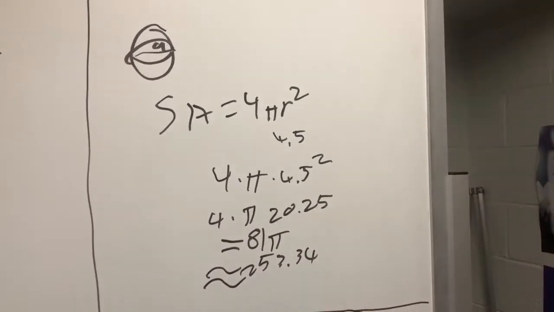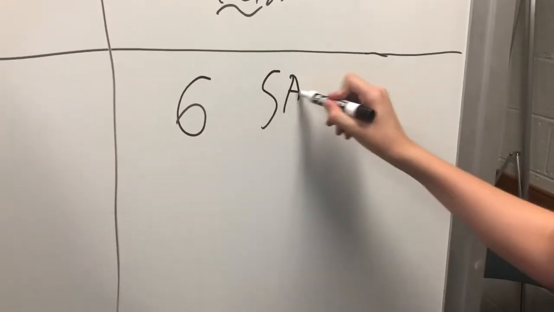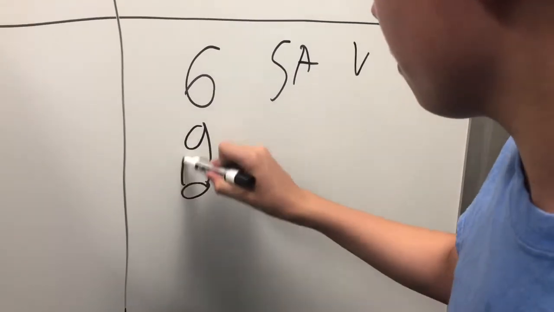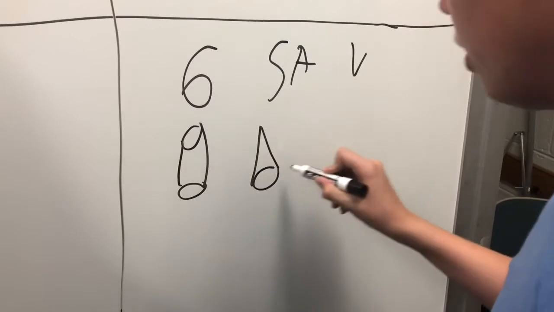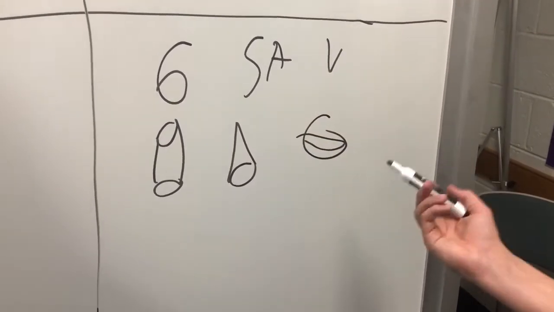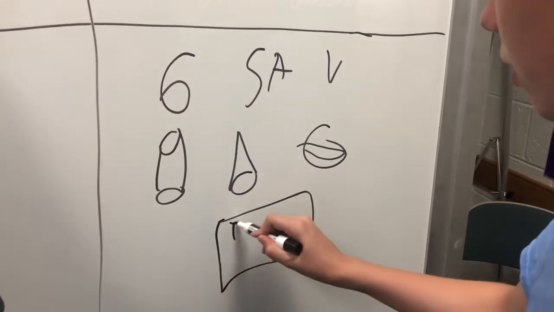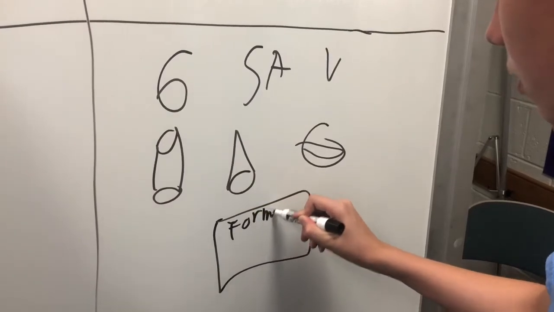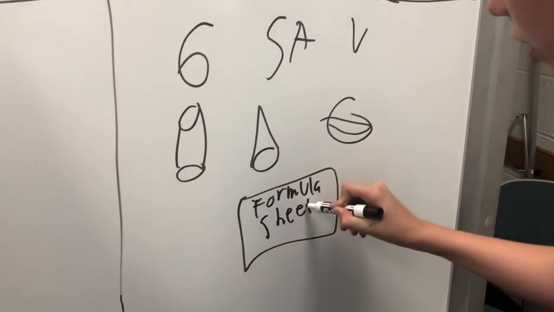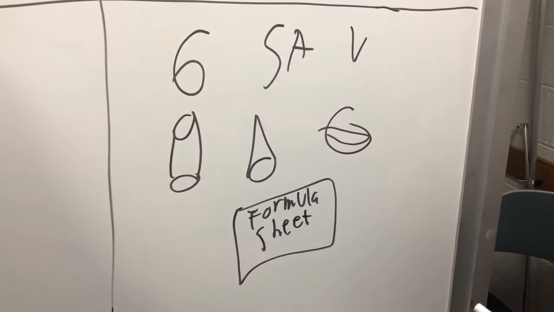So there you go. Those are the 6 formulas used for calculating surface area and volume of cylinders, cones, and spheres. Remember, you don't need to memorize them because they'll be on the formula sheet. Just try to get as familiar with these formulas as you can.